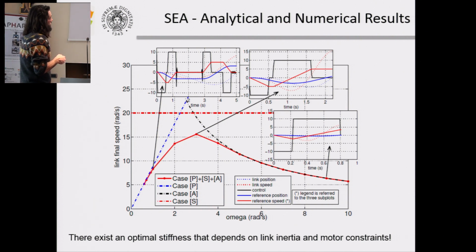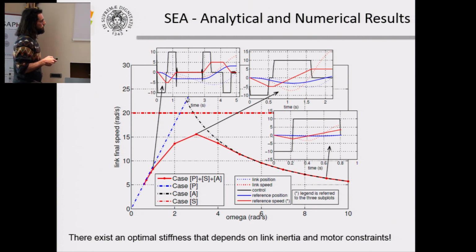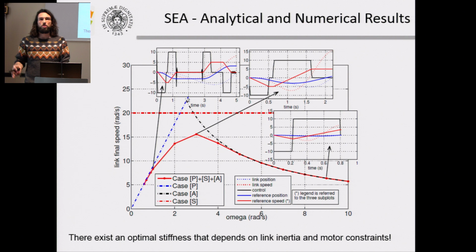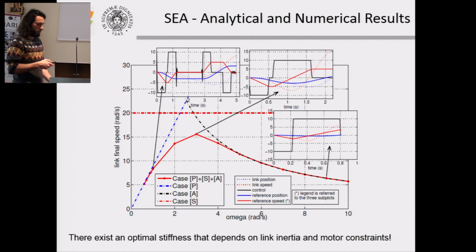Okay. So the dashed blue line represents the solution of the position control case. The dashed red line represents the solution of the speed control case, and the black dashed lines represent the solution of the acceleration control case. And the continuous red line represents the solution of the problem with acceleration control and constraints on velocity and position of the actuator. So basically the more realistic model we analyzed so far.